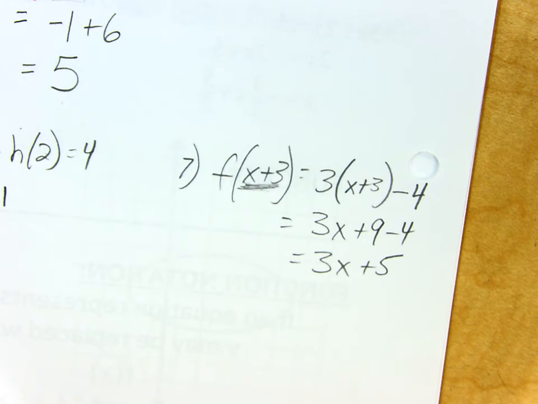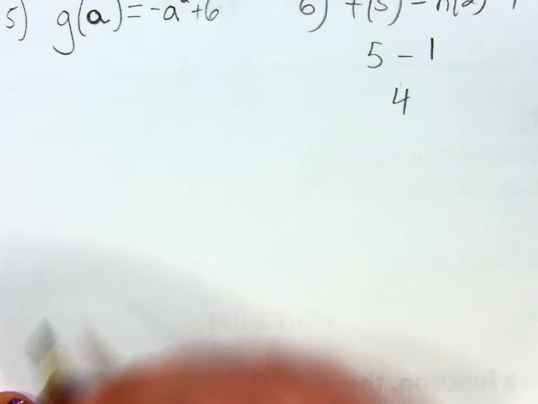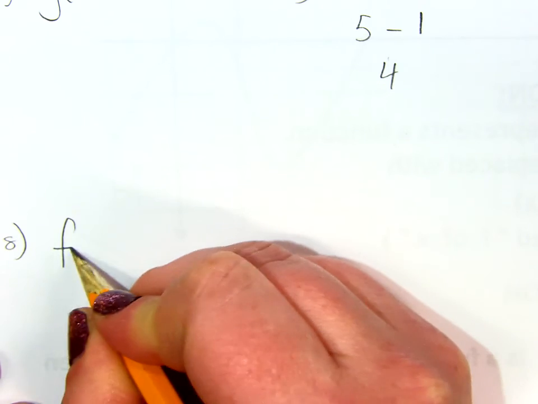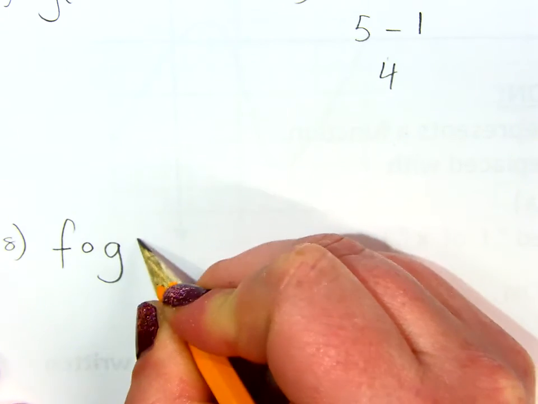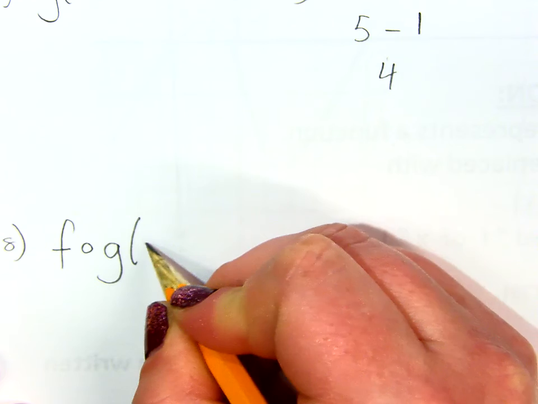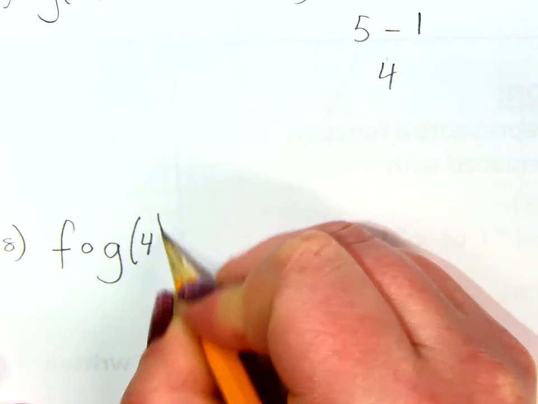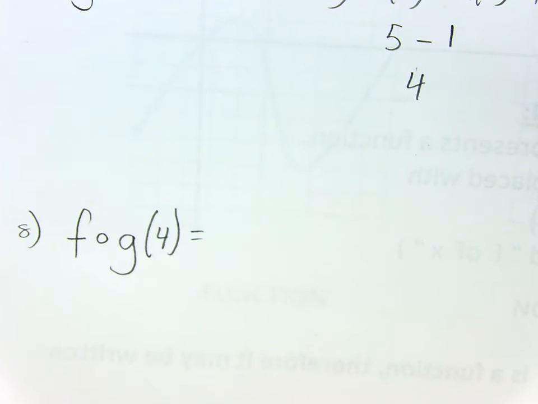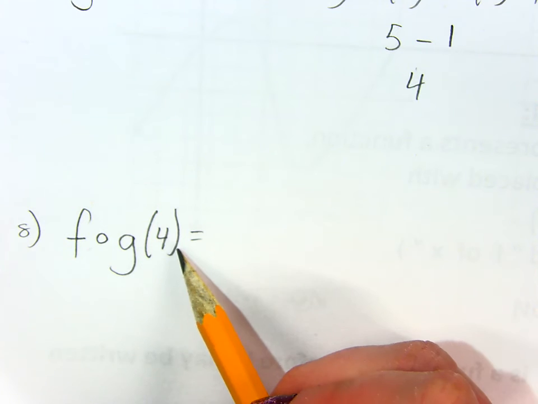Are we ready to add one more layer to this craziness? Do you remember composition of functions? So, in other words, if I wrote this symbol, do you know what it means? Do you know what this would mean to do? Let's do 4, whatever. Do you know what f∘g means? Yes, it's f of g of 4.